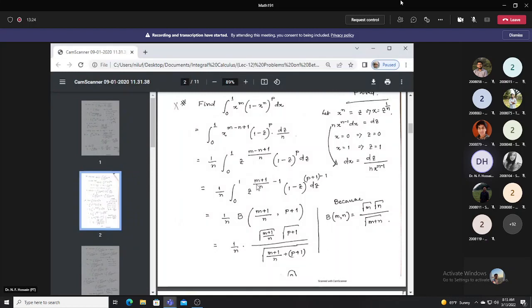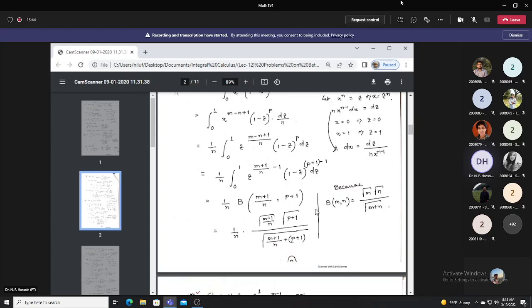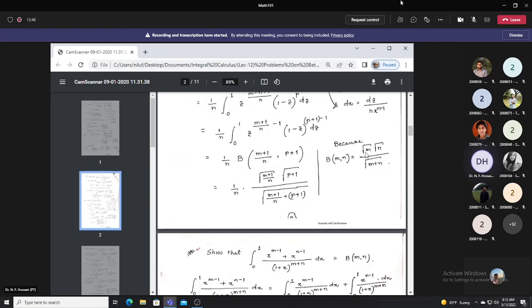So here in place of m, you have m plus 1 by n, and the limits are 0 to 1. So this is nothing but, we can use here the definition of beta function. Your m is this, m plus 1 by n is your m, and p plus 1 is your n. So beta m, n.